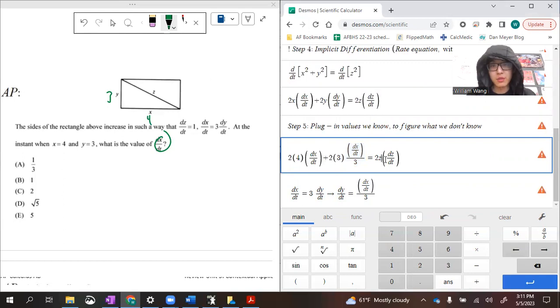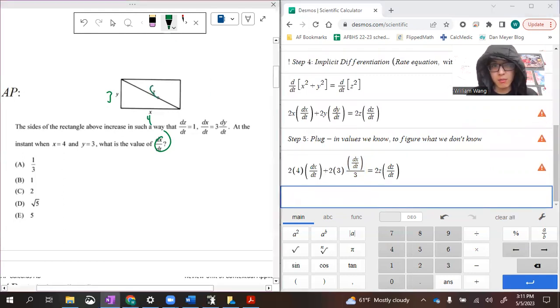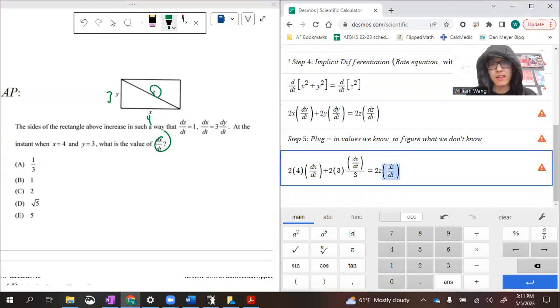All right, finally, 2z. I said I don't know what z is, but I could probably figure it out. And then finally, dz over dt. They tell us that is 1. So I do know dz over dt. That is just 1. So I'll put 1 in there. So I can almost solve for dx over dt, except I need to know what z is equal to. Well, what is z equal to? I can figure that out through Pythagorean theorem, right?